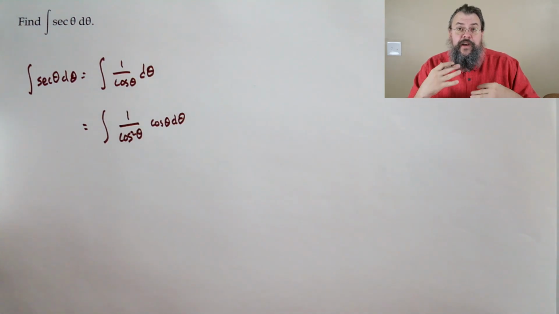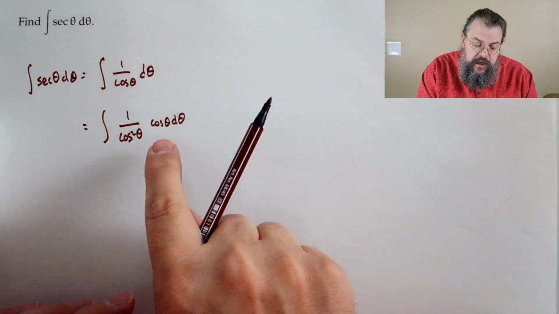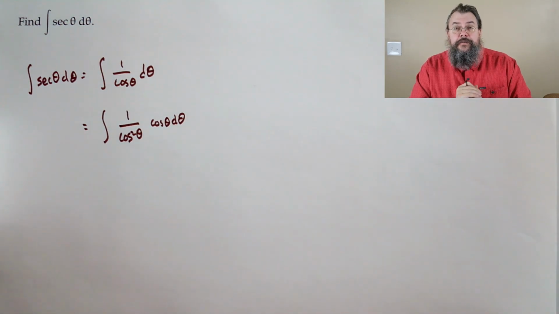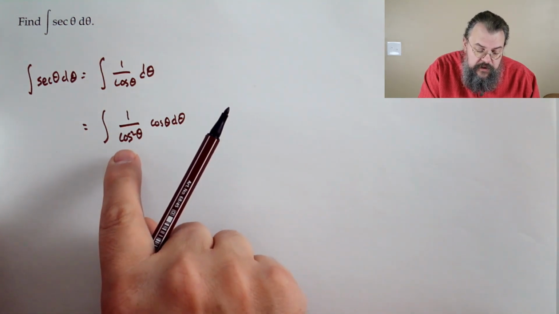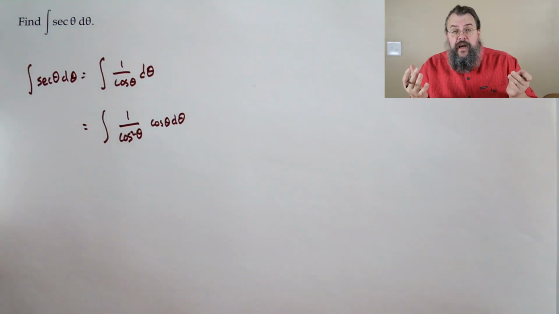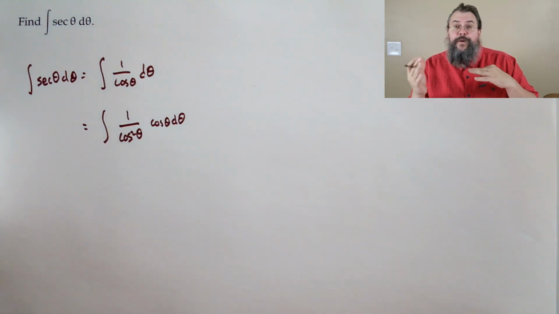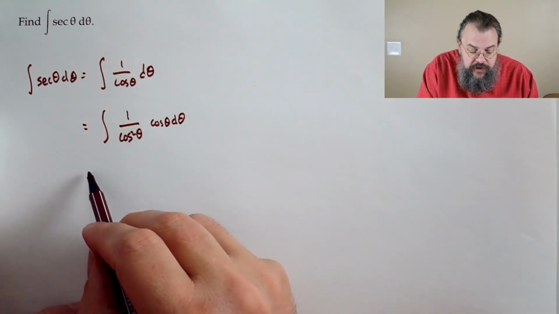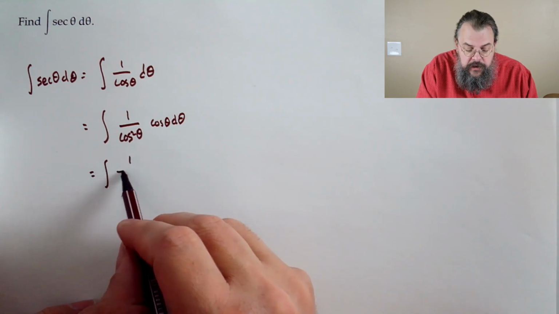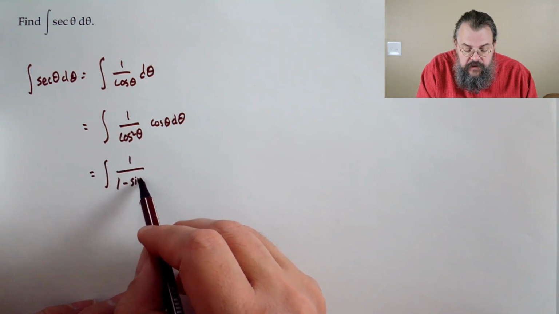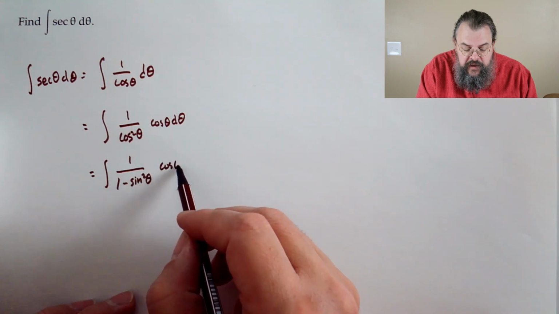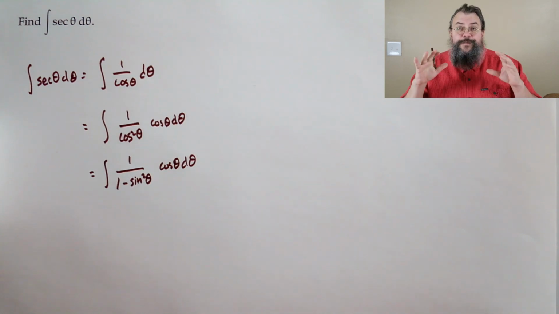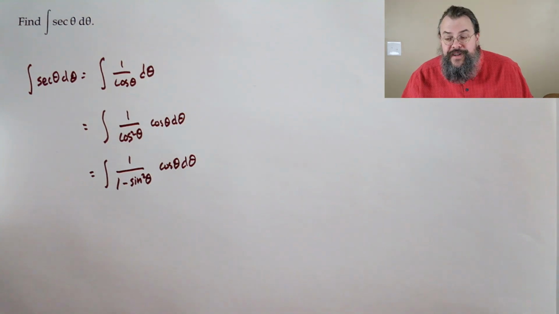Now, keeping with our philosophy about what's happening, this part, the cosine theta d theta, is going to become our du. So we need to write this first part in terms of the sine. Well, that's where we use the nice identity: sine squared plus cosine squared equals 1. So this is the same as 1 over 1 minus sine squared, times cosine theta d theta. And now we're ready to do some substitution.